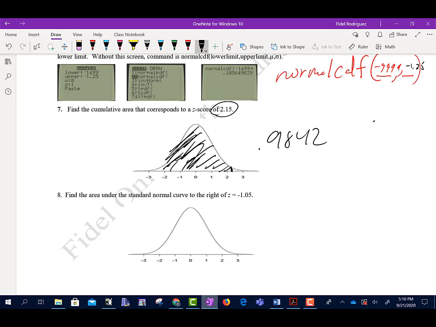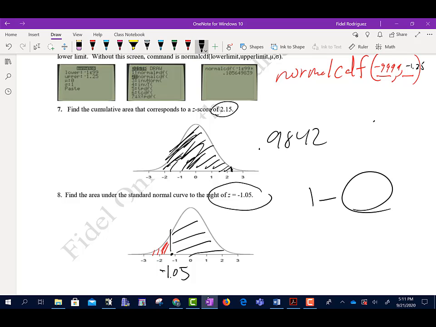So look at the next problem here. It says, find the area under the normal standard curve to the right of negative 1.05. So negative 1.05 would be somewhere right about here, and we want to find the area going this way. Well, the way we're going to do that is find the area to the left, and then once we find that, we can take 1 minus whatever number we got, because the area under the whole thing is always going to be equal to 1.